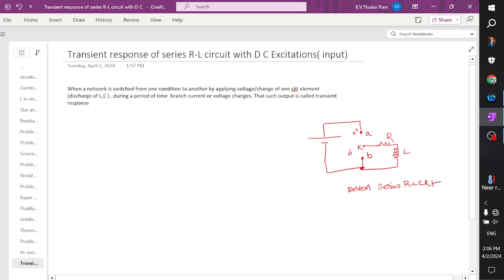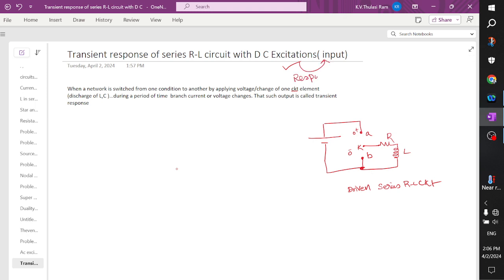Hi, good afternoon, everyone. So today we'll try to understand the first concept, the transient response of a series RL circuit with a DC input. Excitation is nothing but input, whereas response is called output.